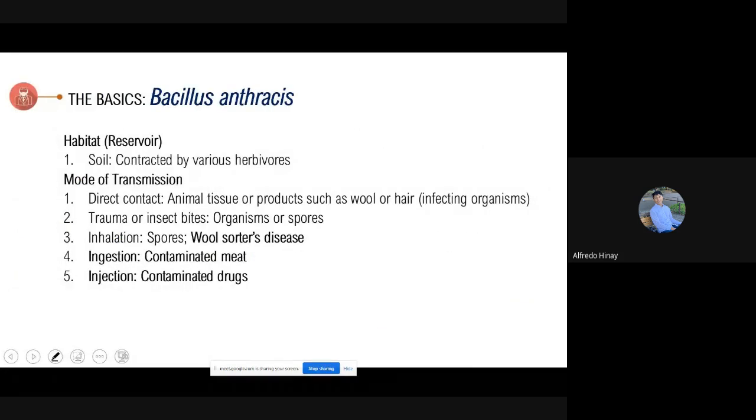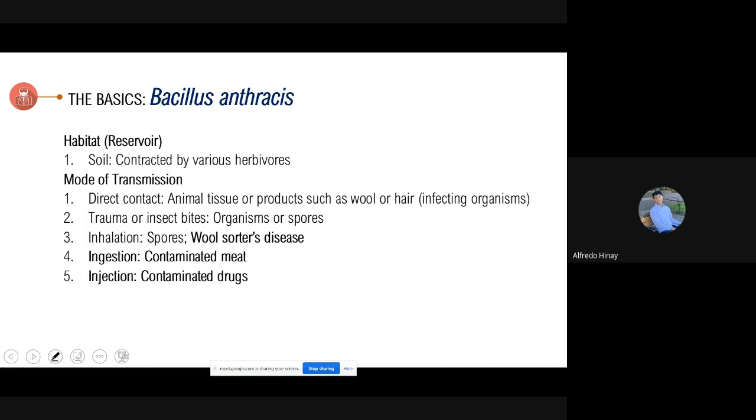Then, let's move to your Bacillus anthracis, class, with the reservoir. So, your Bacillus anthracis can be found in the environment and is very common in your soil. It is contracted by various herbivores or mga hayop, di ba, yung mga baka, kambing, tupa. So, very high tendency of acquiring your Bacillus anthracis.